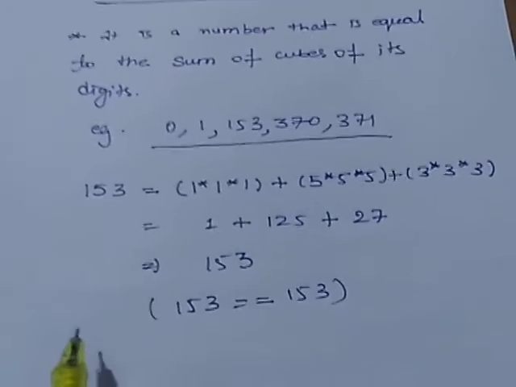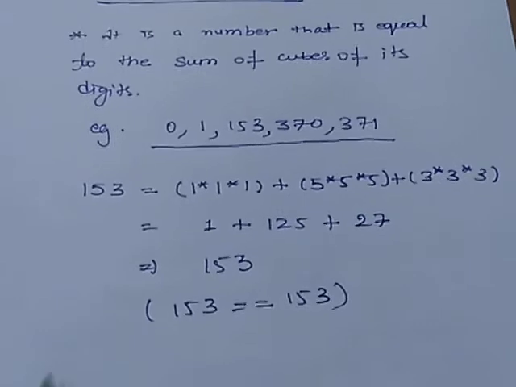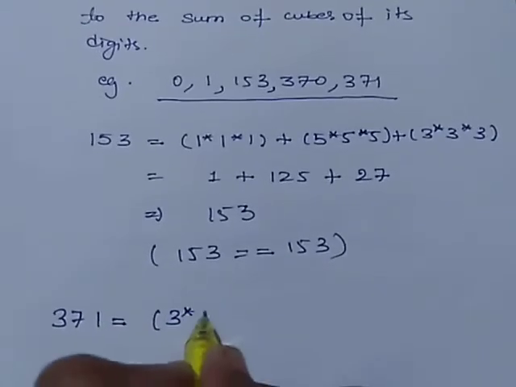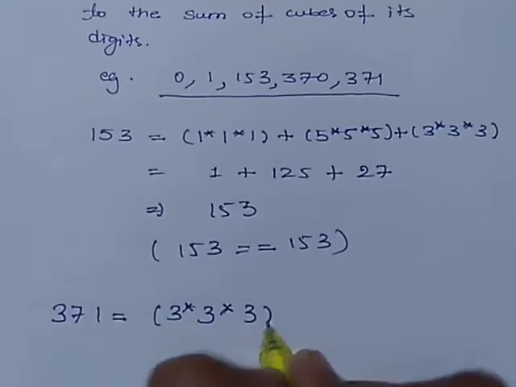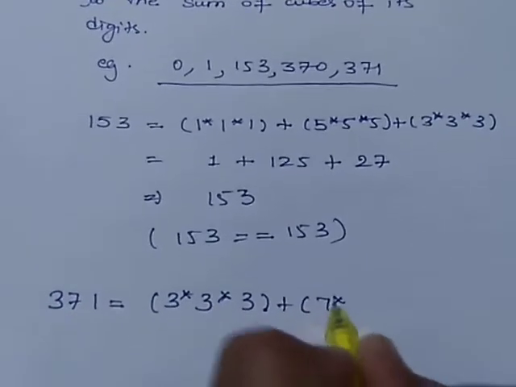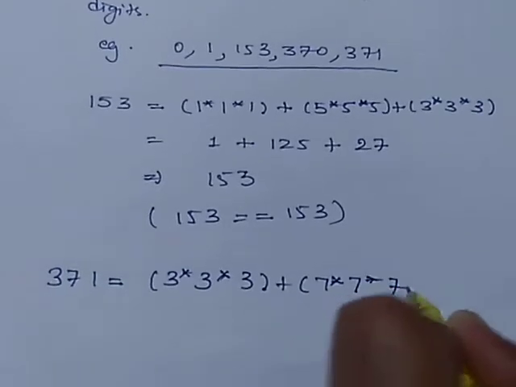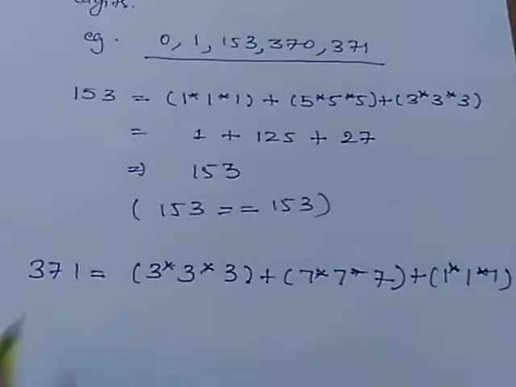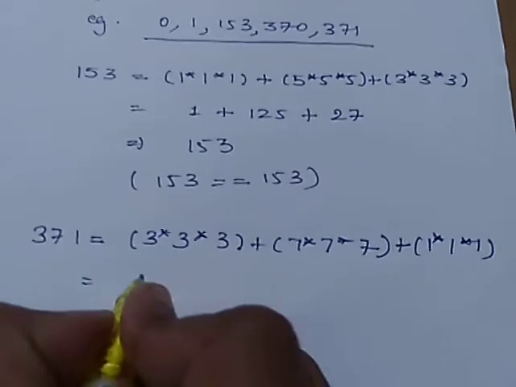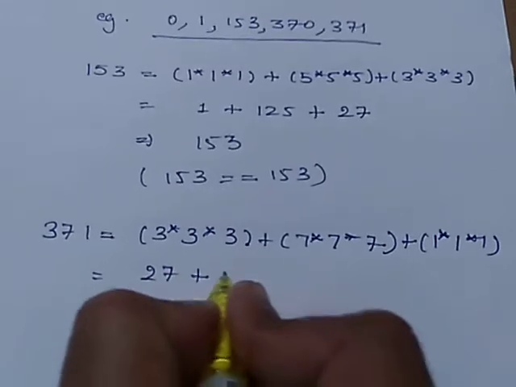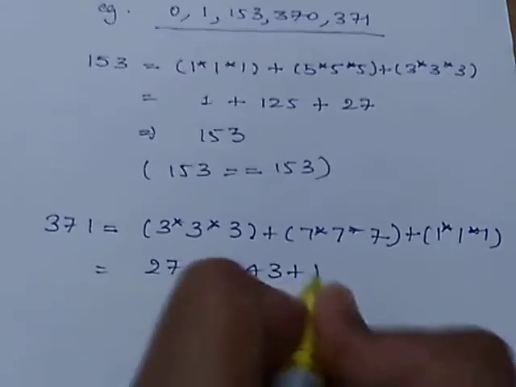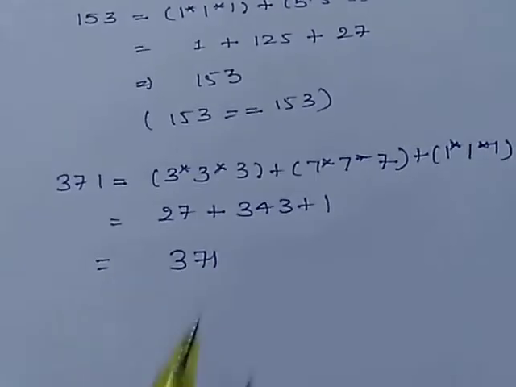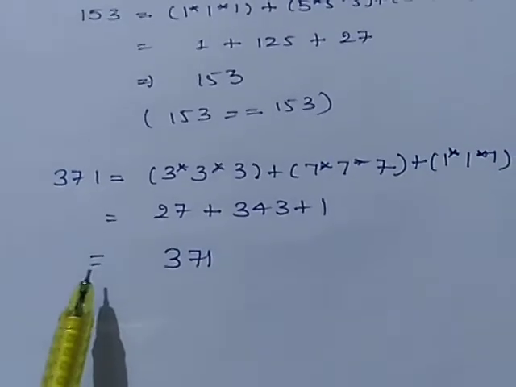So let us take another example. Suppose we have 371. So 3 multiply 3 multiply 3. Then 7 multiply 7 multiply 7. Then 1 multiply 1 multiply 1. Now here we will get 27 plus 343 plus 1. So that is equal to 371. So these are Armstrong numbers.